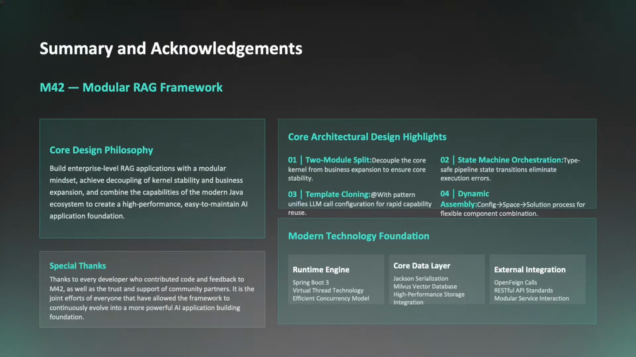Four core architectural advantages stand out. First, dual module separation. Decouple the stable core kernel from business extension modules to avoid core logic changes during feature iteration. Second, state machine orchestration. Type safe pipeline state transitions. Eliminate runtime execution errors caused by mismatched workflow logic.